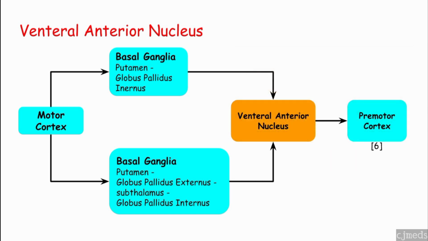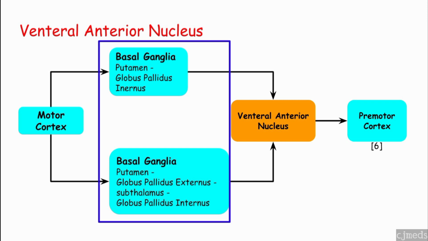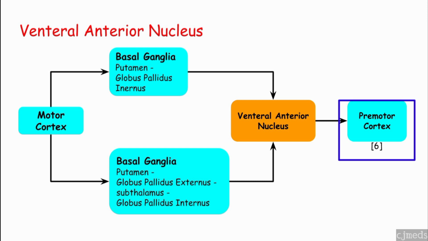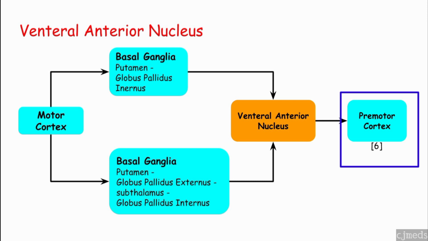Okay, so what is important to understand here is that the cerebral cortex sends a motor plan to the basal ganglia, which modifies the motor plan and sends it to the thalamus, and the thalamus then sends it back to the cortex. Now we have the perfect motor movement that we have planned, and we will initiate it. Now the area of cortex which receives this information is the premotor cortex, which is Brodmann area 6. Alright, we have completed the ventral anterior nucleus.